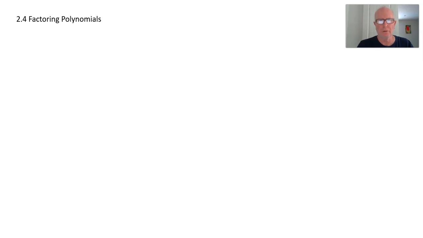Today's lesson is on 2.4, factoring polynomials. If I look at the numbers 12 and 24, we want to be clear what factors are. Factors are numbers that go into another number. So numbers like 2, 3, 4, 6, 12, all of those numbers go into 12 and into 24.